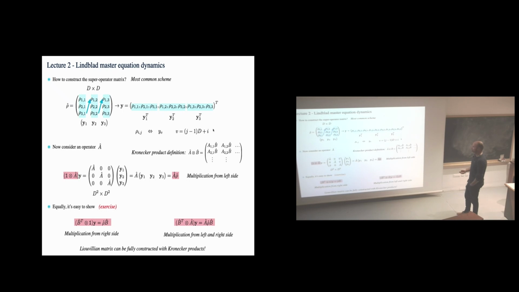Now I want to convince you that if you take this state vector in this form, which is really this 9-element vector, then our Liouville matrix has to be a 9 by 9 matrix. So it has to be a d² times d² matrix.